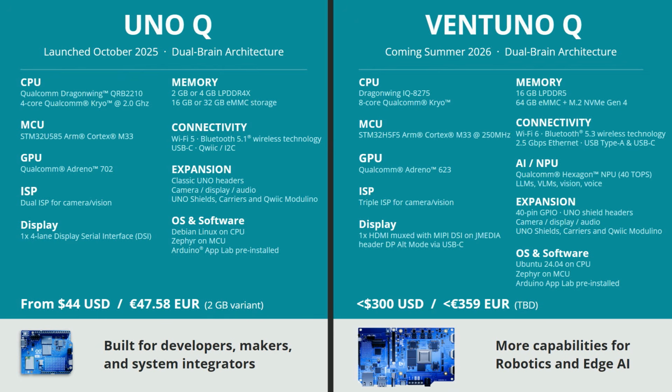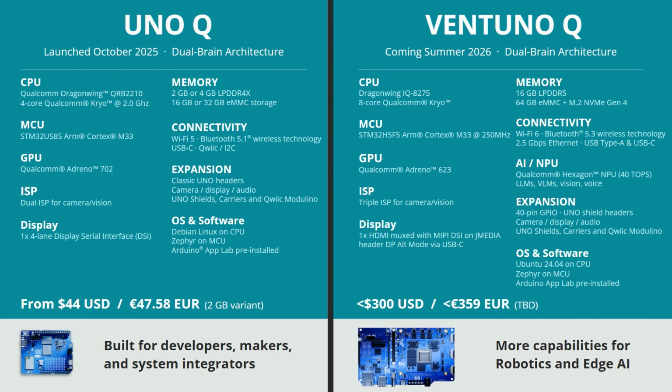As far as connectivity goes, it's a generational upgrade from Wi-Fi 5 to Wi-Fi 6, Bluetooth 5.1 to 5.3. It includes USB Type-C on both. They both have a quick I2C connector, but the VENTUNO Q also adds a 2.5 gigabit Ethernet port, and it adds 2 USB Type-A ports, so it makes it easier to connect your keyboard and mouse.